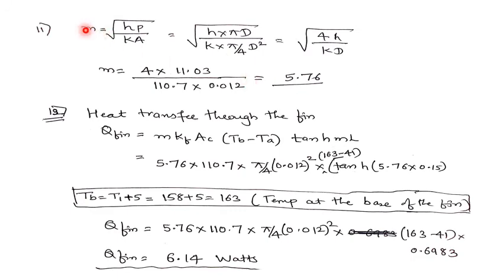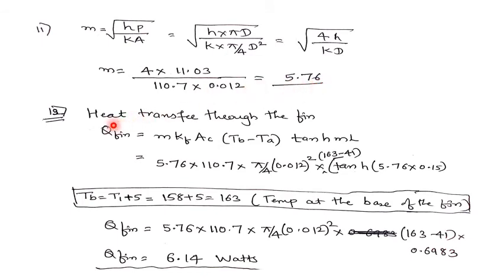Now let us calculate the m value, that is the root of hP divided by kA, where P is the perimeter of the circular fin, given by pi d, and A is the area of the circular fin, that is pi upon 4 d square. If we simplify, the final expression is the root of 4h divided by k into d. So 4 into h, 11.03, the heat transfer coefficient, where k is the thermal conductivity of the brass material, 110.7, and the diameter is 12 mm, that is 0.012 meter. So my m value is 5.76.